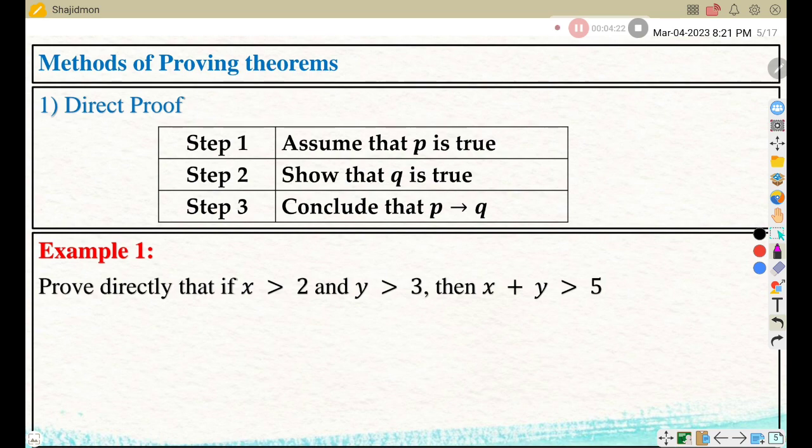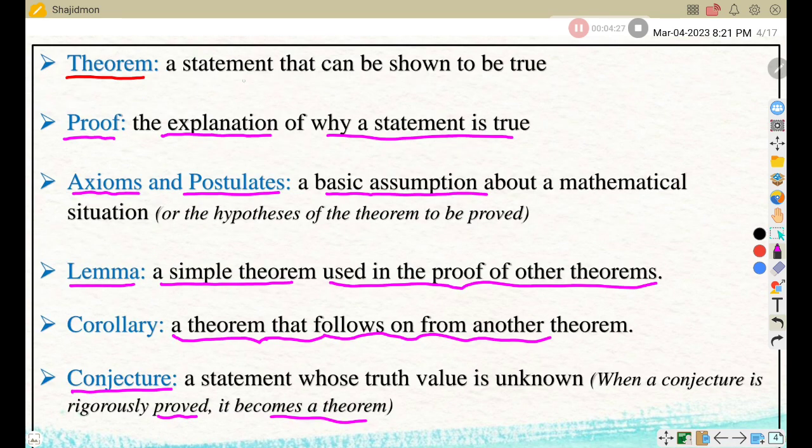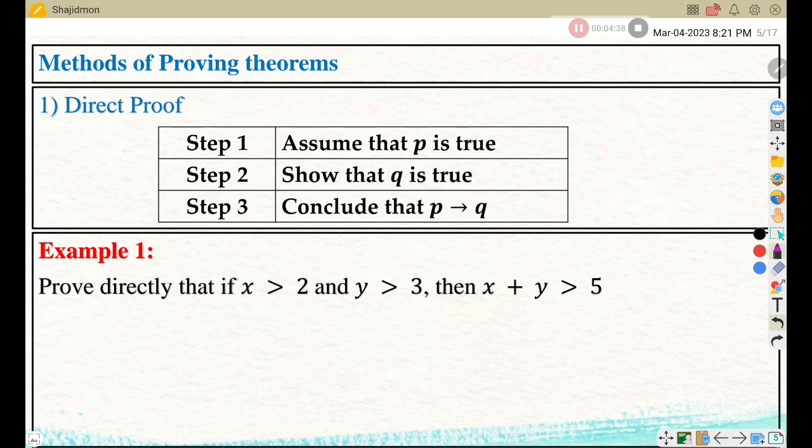Okay, now let's start the methods of proving a theorem. A theorem is a statement that can be shown to be true, and we can prove it by giving some explanation. So how do we prove a theorem? There are two methods: the direct method, and the indirect method, or proof by contraposition. First we will go to the direct method, or direct proof.